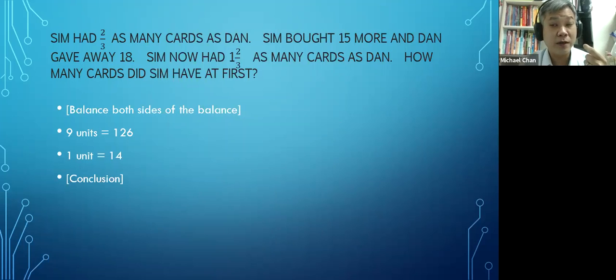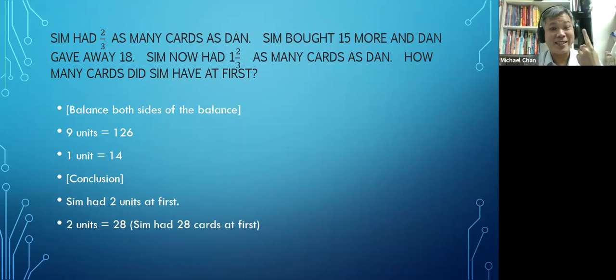Once we know this, we can conclude that Sim had 2 units at first, and we already know what 1 unit is. 1 unit is 14. So therefore, Sim had 2 units at first, and 2 units must be 28. So Sim had 28 cards at first. And this is what we do.